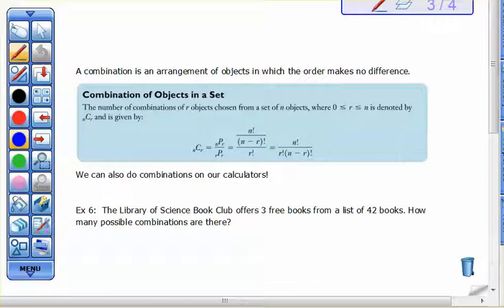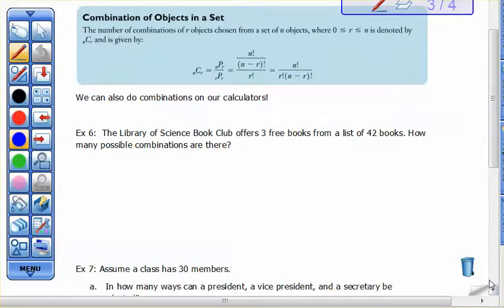Okay, we have a formula for combinations, which you're seeing now on your screen. But we can also do combinations on our calculator, so this is very nice also. Let's see how this works out. It says the Library of Science Book Club offers 3 free books from a list of 42. How many possible combinations are there?